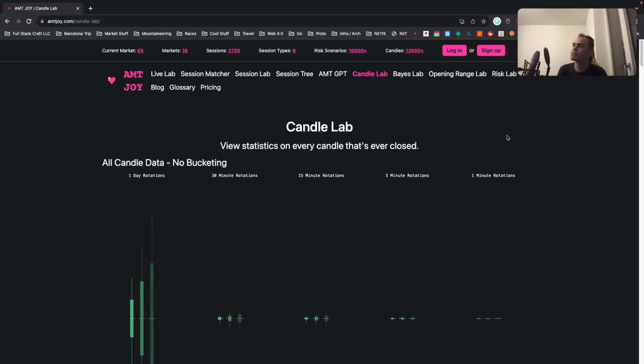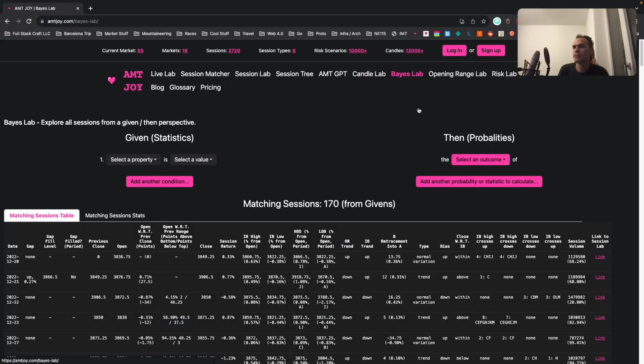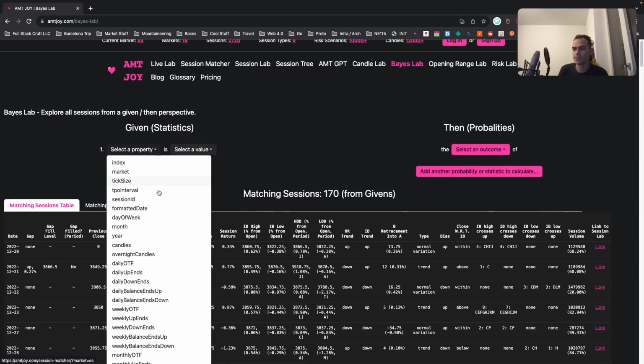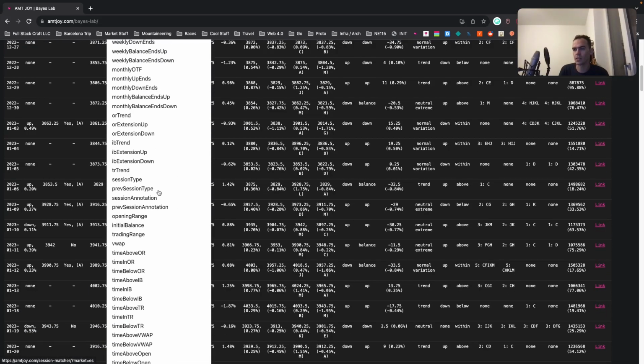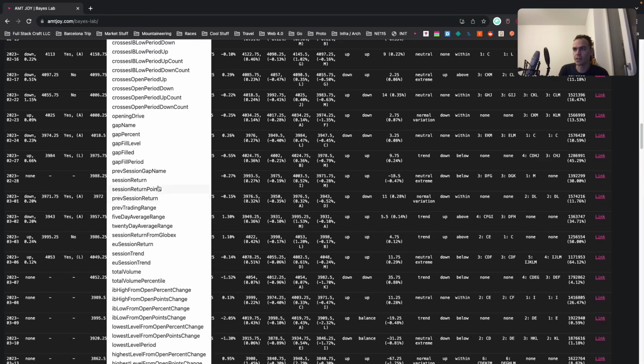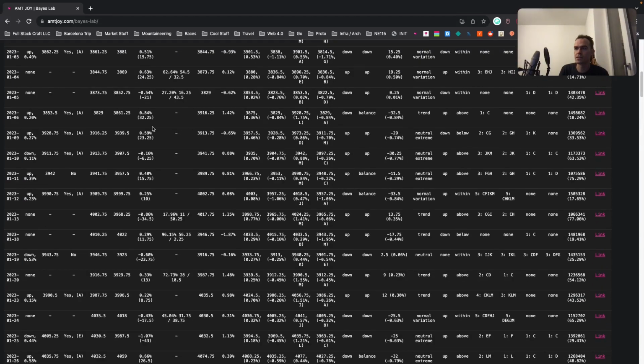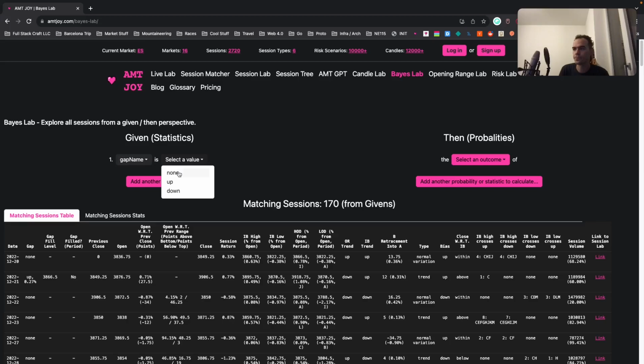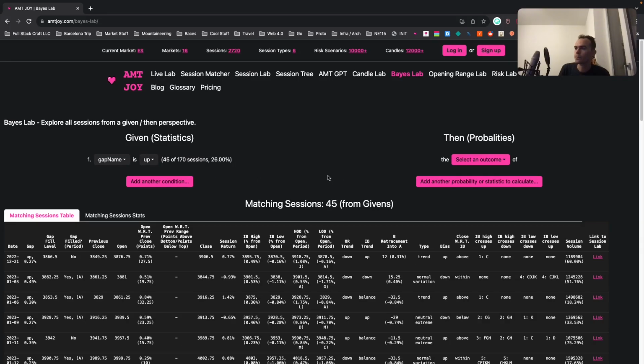this Candle Lab. Now we have the Bayes Lab, and the Bayes Lab, you could think of as kind of a different way of approaching the session matcher. So maybe you're looking for specific statistics, right? So let's go back to this gap idea, right? Let's see if I can find it here. So if gap is up, okay, 45 of 170 sessions, 26%.